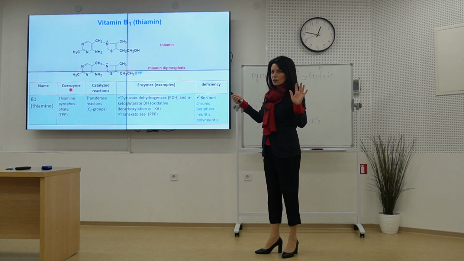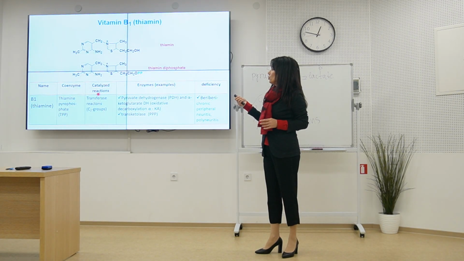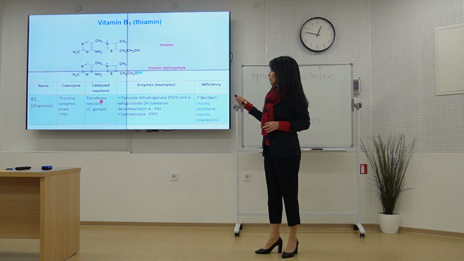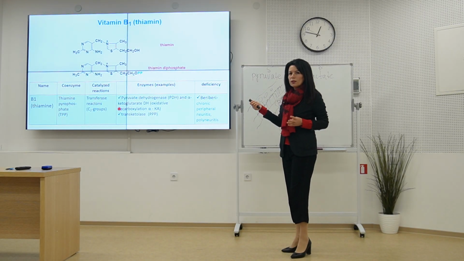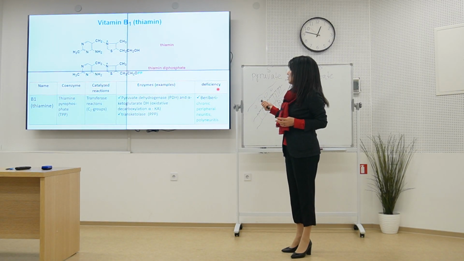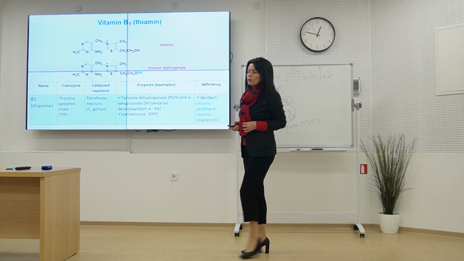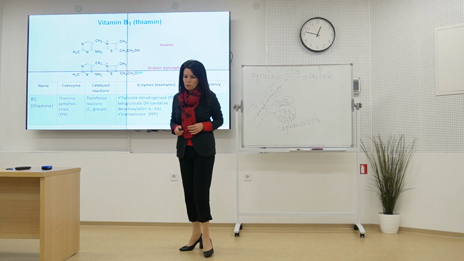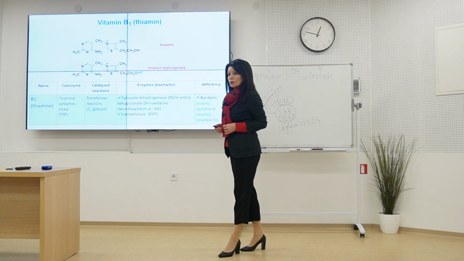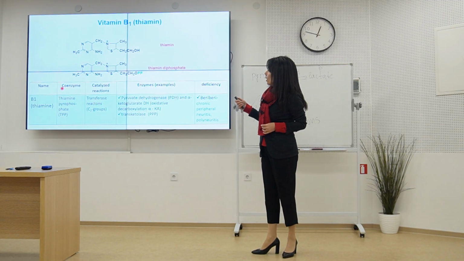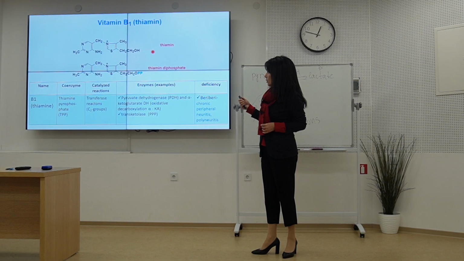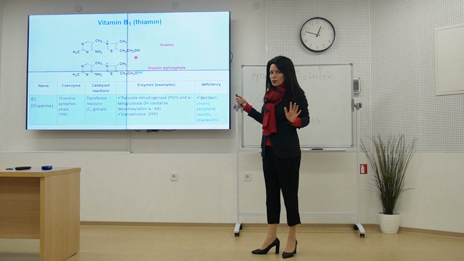It's different, sometimes it's different. You have to know the catalysis reactions, the specific examples of enzymes that use this cofactor, and if there is food deficiency, you have to know the name of this food deficiency. B1, the other name is thiamine. This is the name, thiamine, and it's only the B1, but it's not the cofactor.